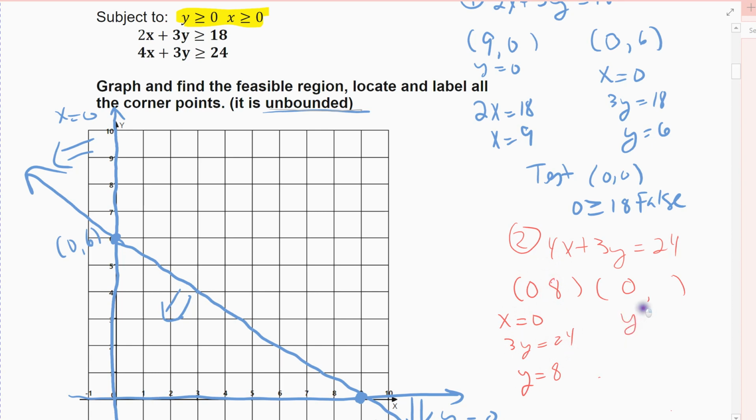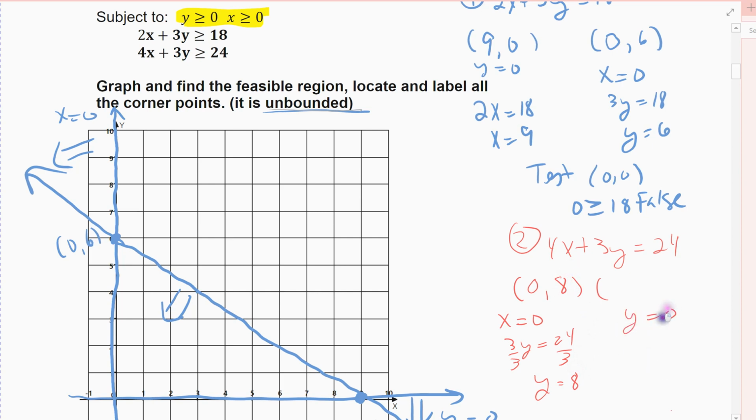And then this one, I did it backwards again. Let me try this again. Oh, apparently I need more coffee today. X is 0, so 3y, divided by 3, 24 divided by 3 is 8. So I had it right.